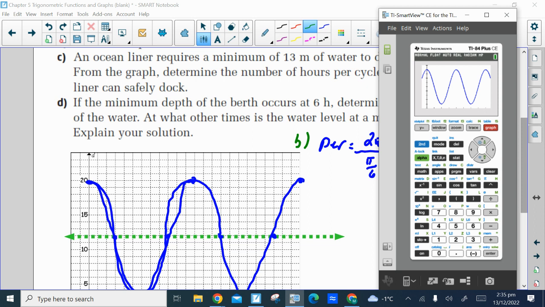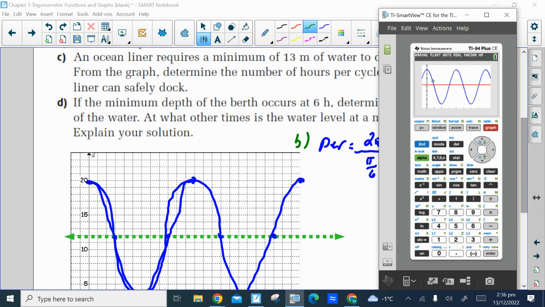And we are told that the depth of the water must be a minimum of 13 meters for the ocean liner to safely dock. So what I'm going to do now is put a second equation in. In y2, I'm going to type in 13. And when I hit graph, it'll draw the line y equals 13. And from the start of the first cycle, where the tide is actually at its highest point, till it gets to that first point of intersection, the ocean liner can dock safely. In this portion of the graph, it can dock safely.